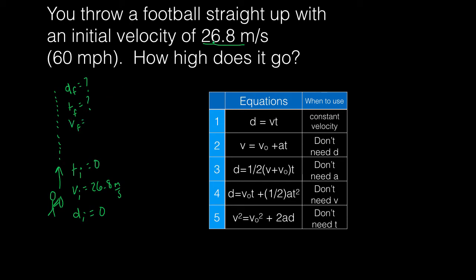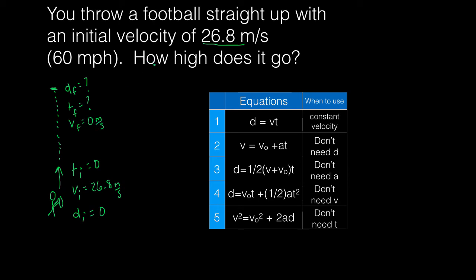And velocity final it did give us. Oh, it did not give us. But that's the key point of these problems. Anytime you throw an object up, it's going to go up and up and up until it reaches its highest point. At its highest point, that velocity for that instant in time is 0. So we do know velocity final, and we're just going to call that 0 meters per second.